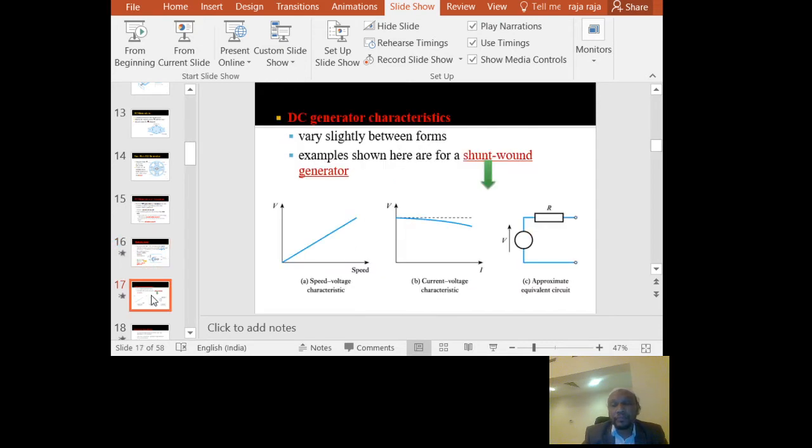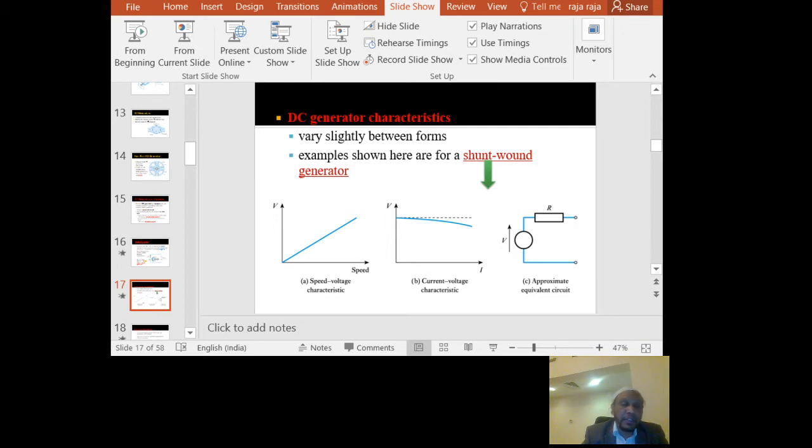Next one, DC generator characteristics. Here also they show you shunt wound generator characteristics. We have three figures: figure A is the speed versus voltage characteristic, figure B is the current voltage characteristic, and figure C is an approximate equivalent circuit. The approximate equivalent circuit is one voltage source with a series resistance, like a practical DC power supply.